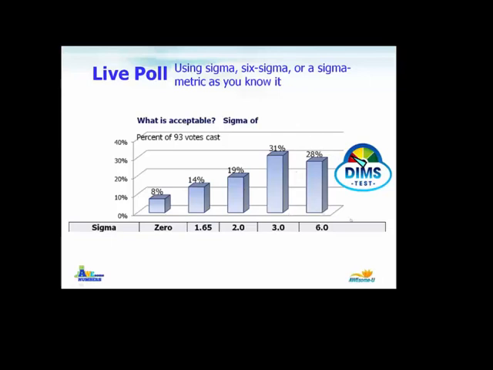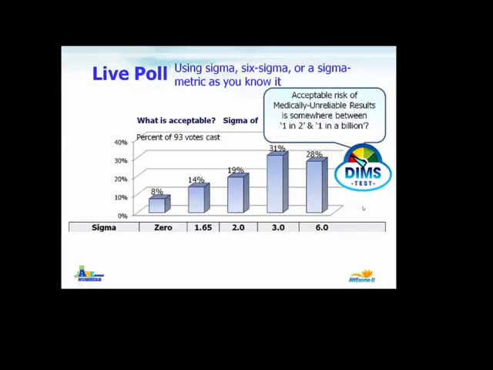Had I phrased that question differently, I think the answers would have been very different. If you translate the sigma values into the number of medically unreliable results, you find that what we just voted for here was an acceptable risk of medically unreliable results somewhere in between 1 in 2 and 1 in a billion. How many bad results are you willing to report? And if you're using the sigma metric, this is in essence what you were saying.